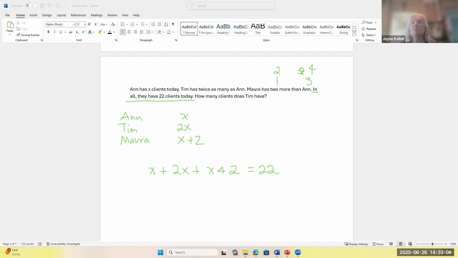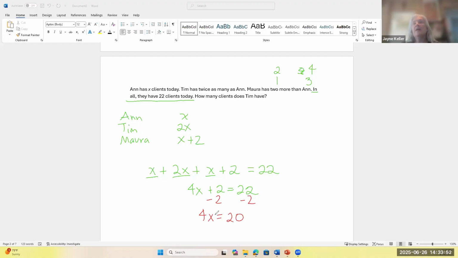And I can solve this by simplifying this left side by combining like terms. So I've got x, 2x, and x, plus 2. So 4x plus 2 is 22. And now I have x's over here, but I also have numbers over here. And I want to have all the x's on one side and the numbers on the other side. So I'm going to focus on that 2, and let's get rid of it. And we do that just by subtracting. What's the opposite of add 2? Subtract 2. So now over here, the plus 2 minus 2 cancel. I have 4x. On the right side, I have 22 minus 2, which is 20.